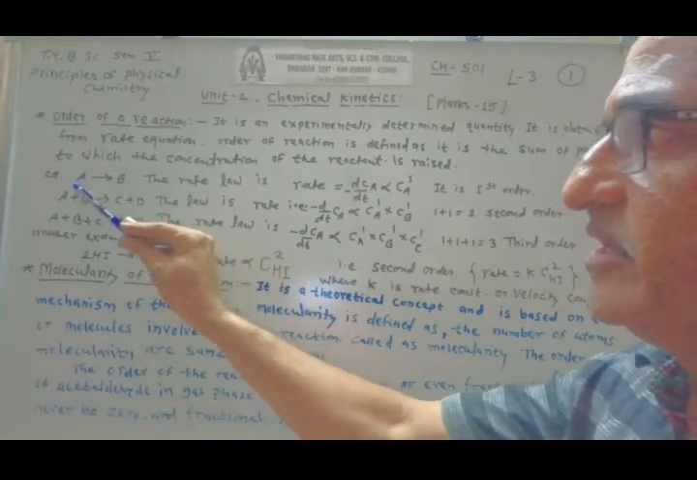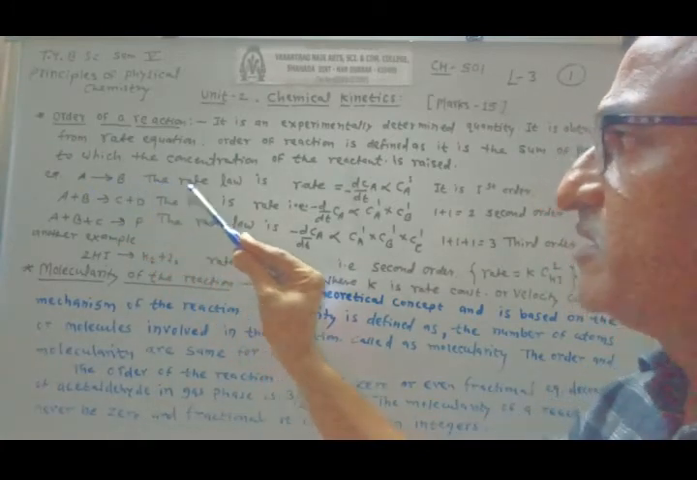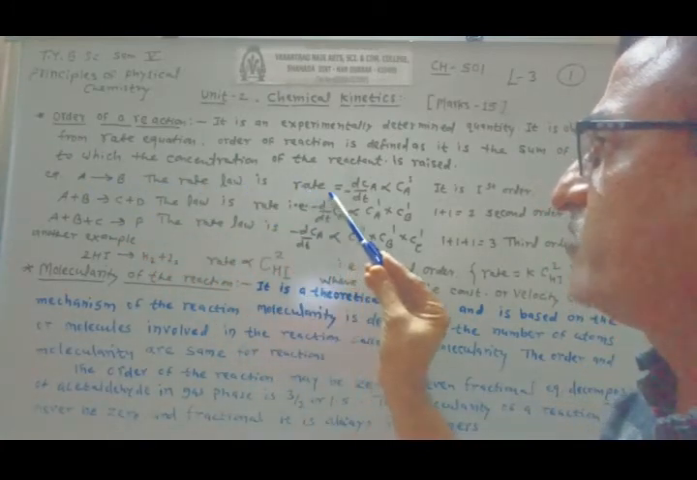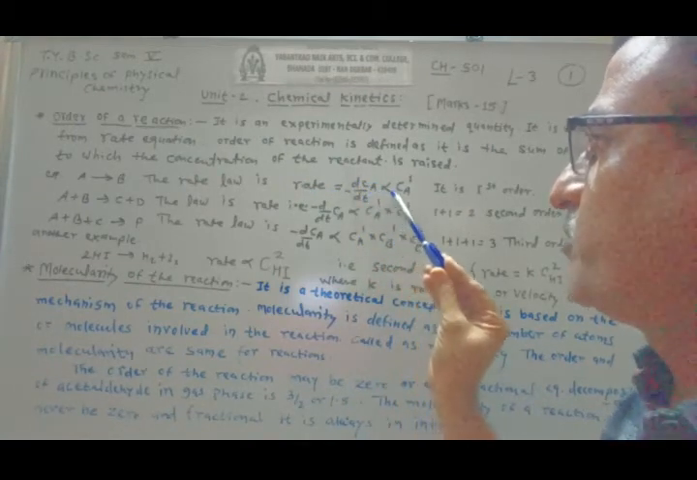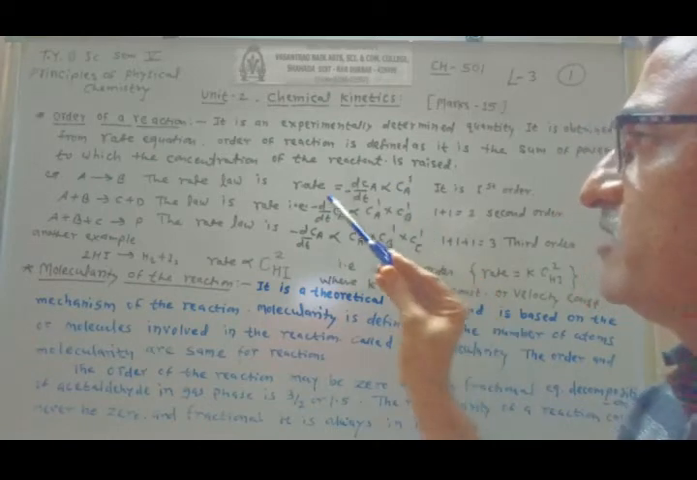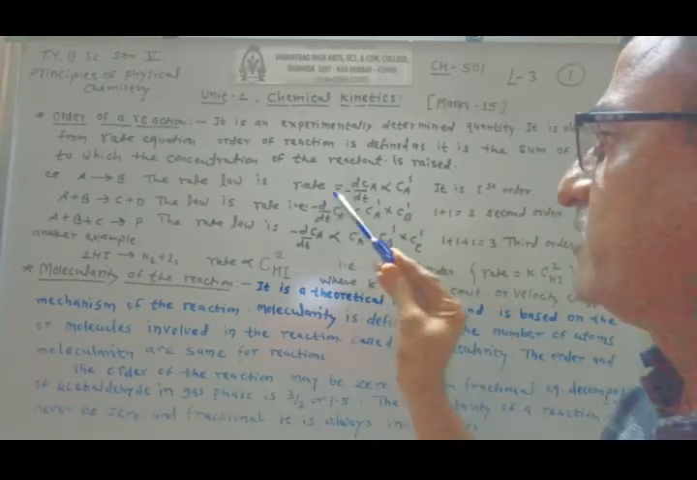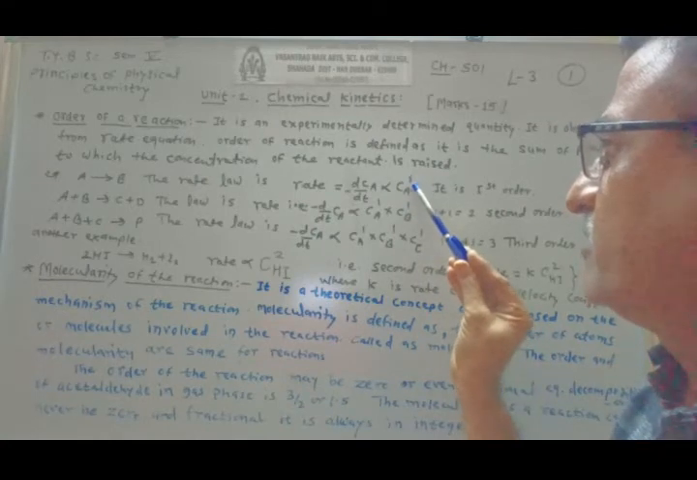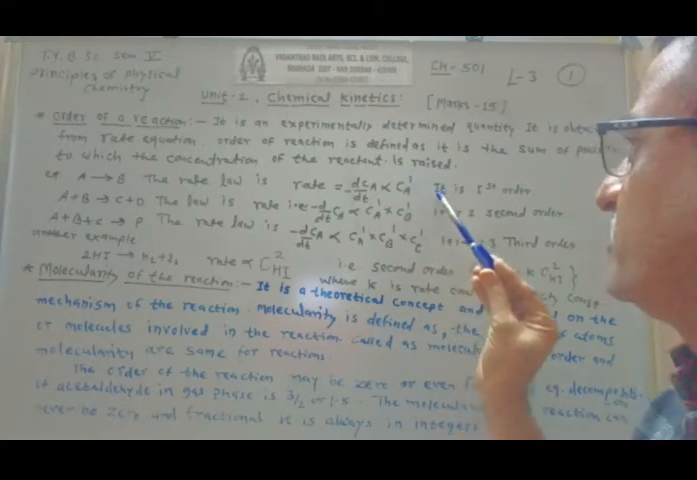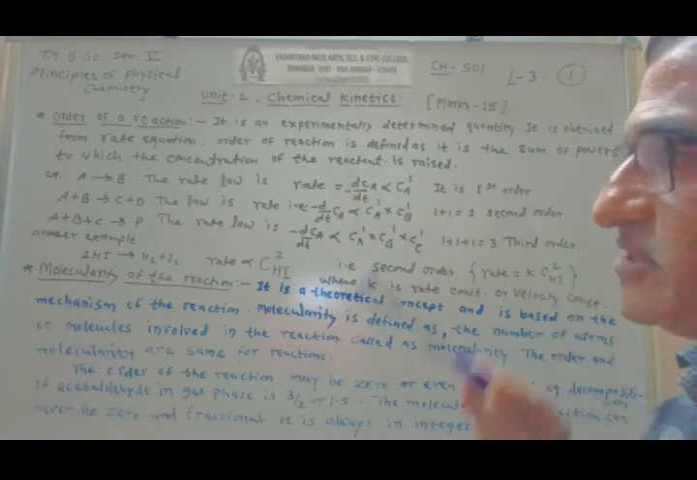Consider the reaction A gives B. Here, if the rate law is given as rate is equal to minus d[A]/dt proportional to Ca, so we can write rate is equal to K into Ca. Here there is the power 1, so it is a first order reaction.